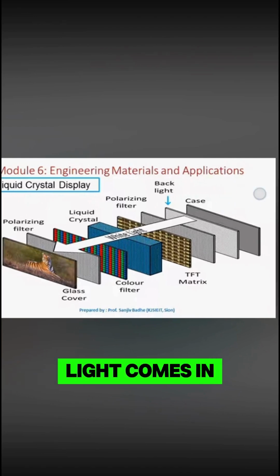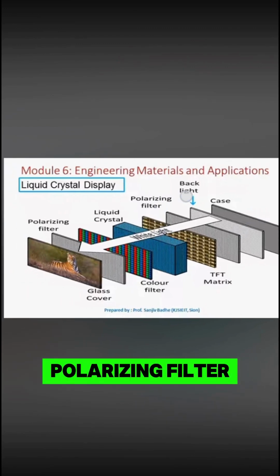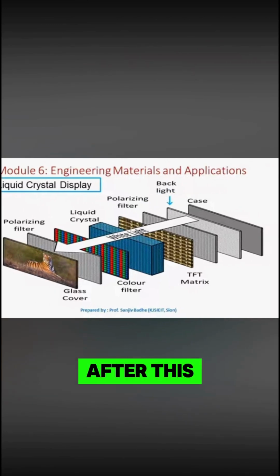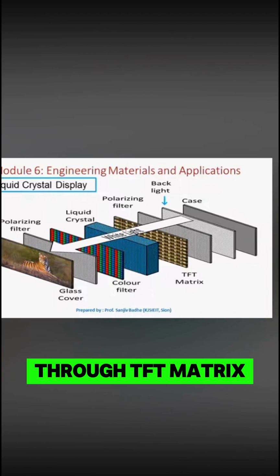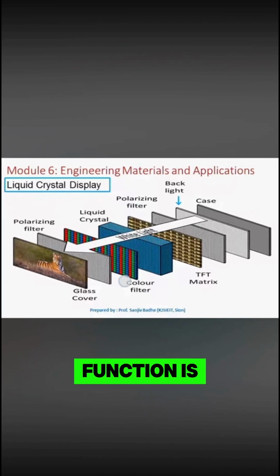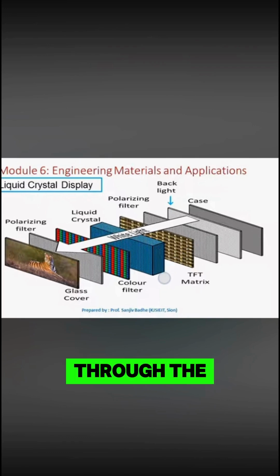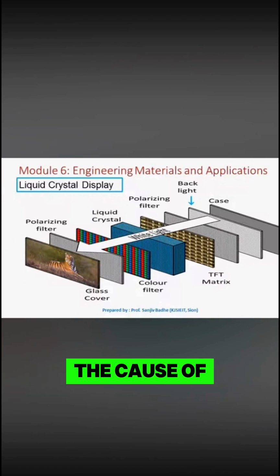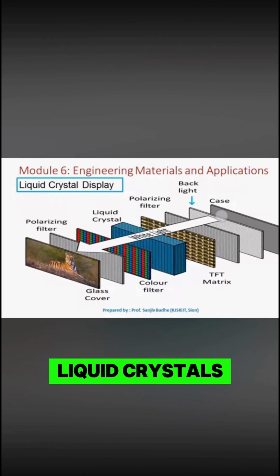When the light comes in, it will pass the first layer, that is the polarizing filter. This polarizing filter I will explain after this. We have the first polarizer and also the second polarizer, and after it passes the polarizing filter, it will pass through the TFT matrix. The TFT matrix function is it provides an electric field so that it can alter the light to pass through the liquid crystal. The name liquid crystal is because the middle part is made of liquid crystals.